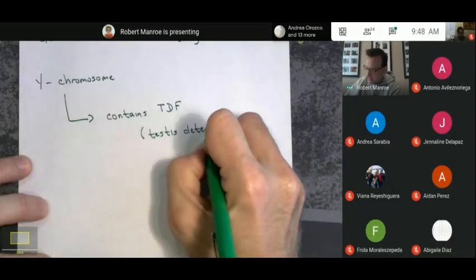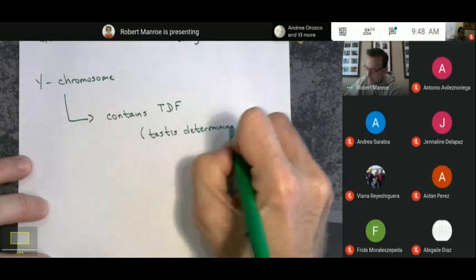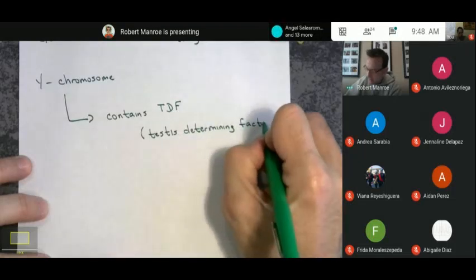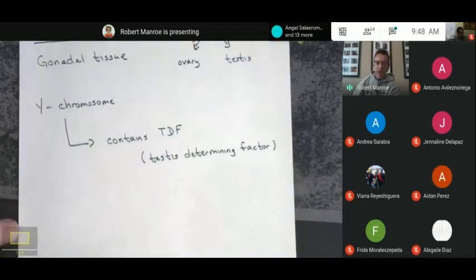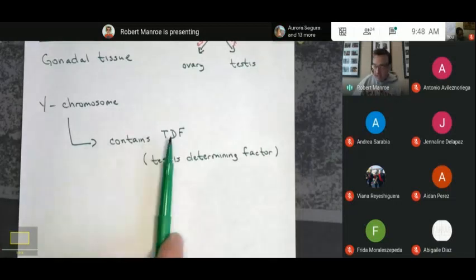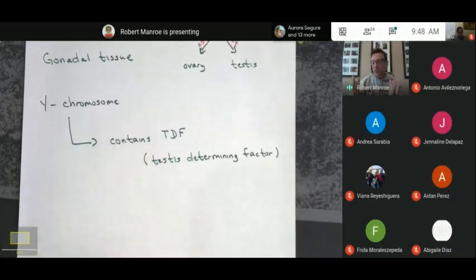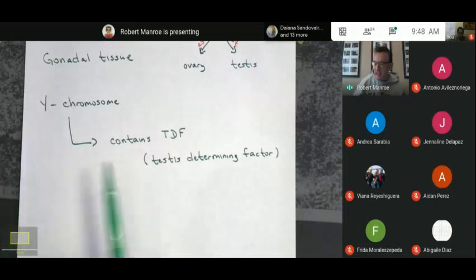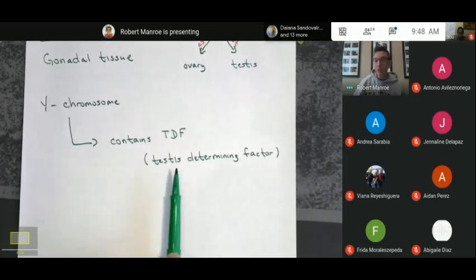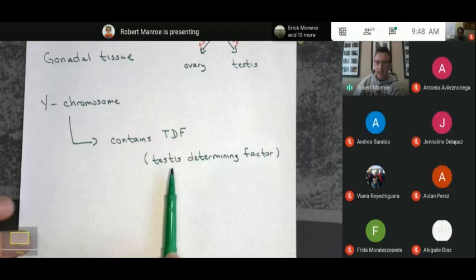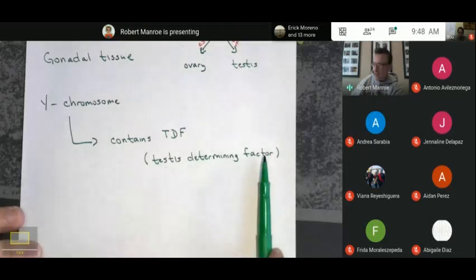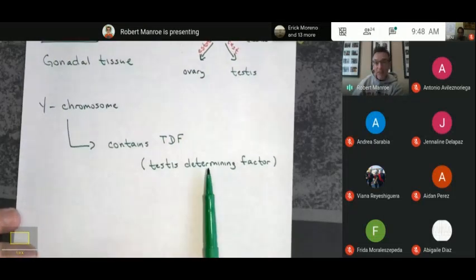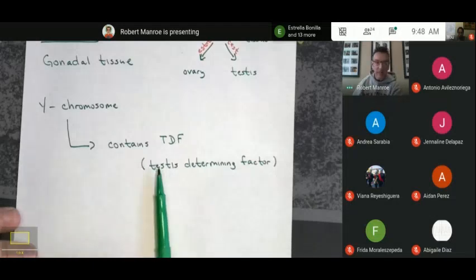Testes determining factor, okay? Because we all know that if this is a gene, it is then expressed: transcription, translation. That gene is read, produces messenger RNA. That messenger RNA is then read and translated into a protein. So the testes determining factor is a protein, okay? This protein is a factor that determines the development of the testes, all right?